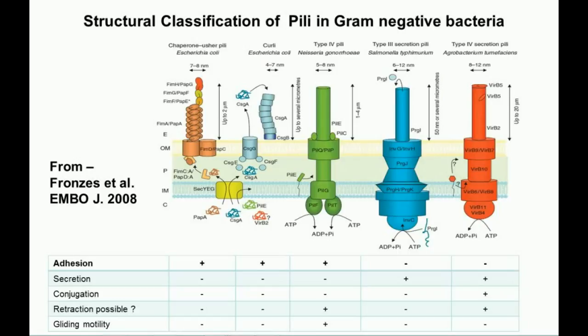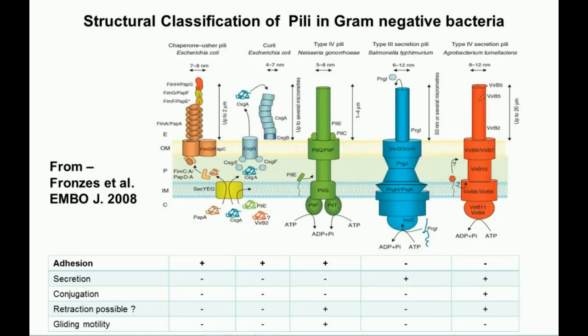Now, classically, there were different types of pili. 1, 2, 3, and 4 were defined by antibodies and serologically. This kind of classification still works for type 3 and type 4 pili. But for type 1 and 2, it's obsolete, because in fact it got these two different types, the chaperone usher and the curly pili, mixed up. So type 1 and type 2 isn't a valid classification anymore. Now that we know what they're made of and their biosynthetic pathways, we have this classification. Okay, so you have chaperone usher pili, curly pili, type 3 and type 4.